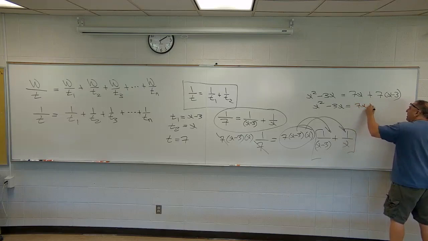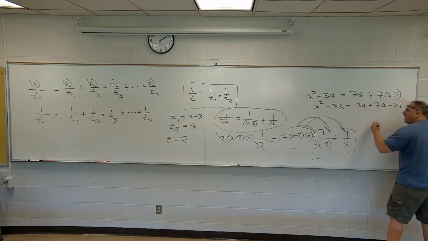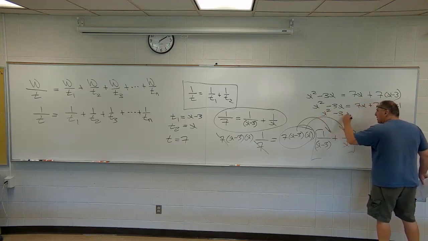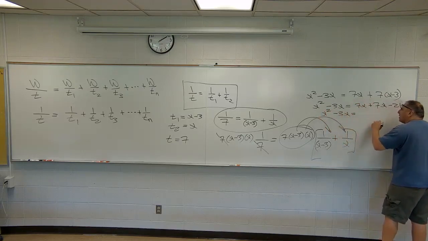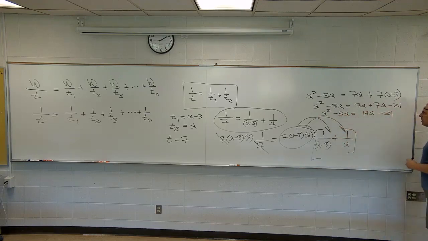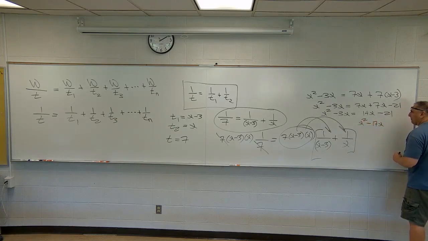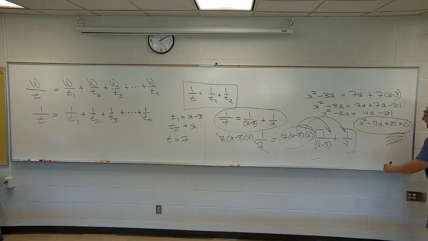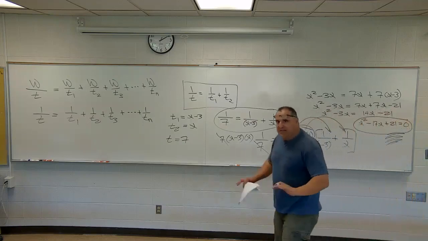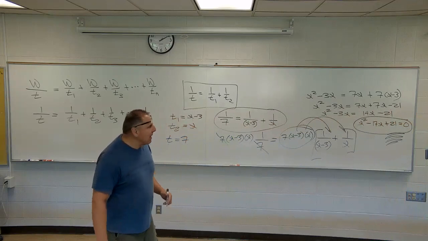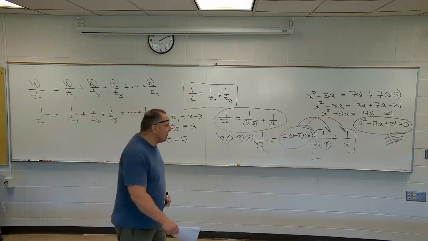This is 7x. This is 7x minus 21. This is 14x. Let me subtract 14x on each side. Let me add a positive 21 on each side. This looks kind of rough. I don't think I'm going to get out of there with a 17 and the 21 present there. I'm probably going to have to use the quadratic formula on that one.